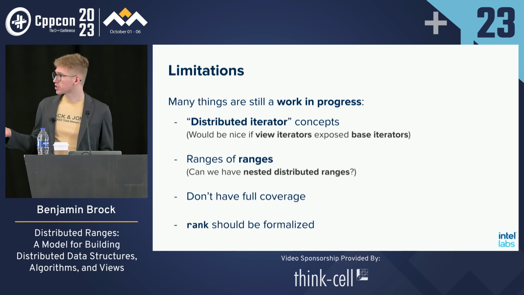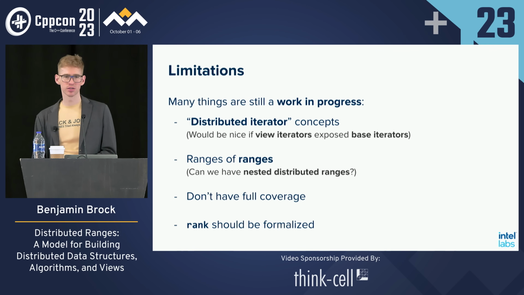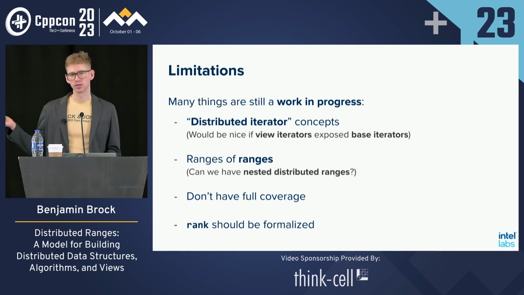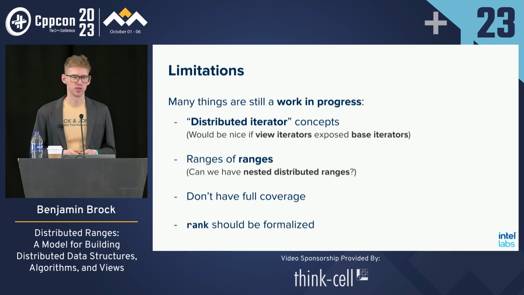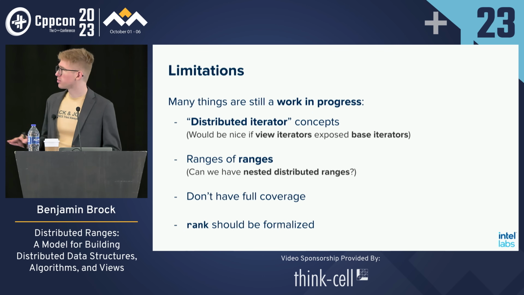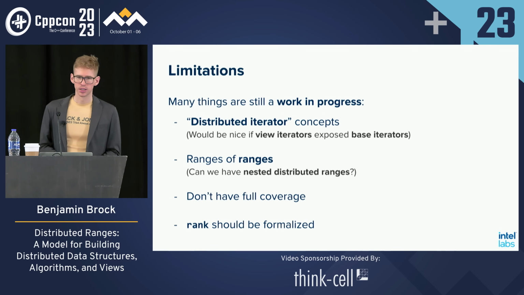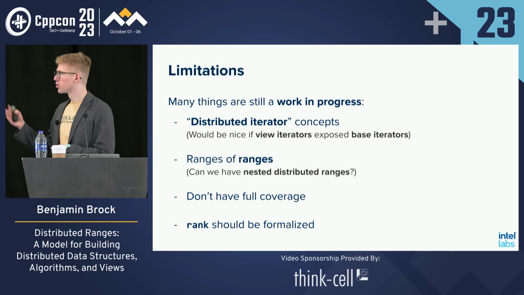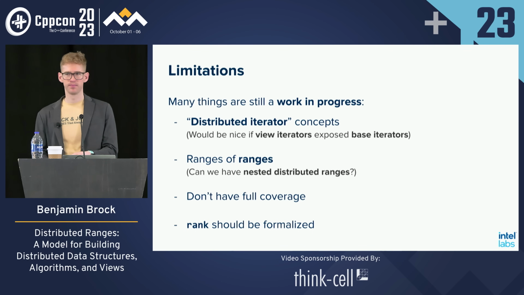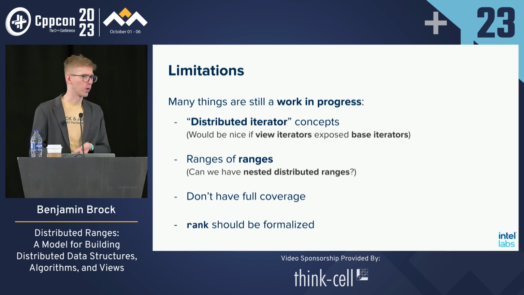Another interesting question that we're trying to explore is how does this work if we have nested ranges, like a distributed range of distributed ranges? Given that our ranges can only have trivially copyable things inside them, this is a bit of a challenge, but I think it's important to examine. Of course, this is a research prototype, although we're working to get this more and more complete, and so we don't have full coverage. And also, I think there are interesting opportunities for formalizing this concept of locality and where a range lives, beyond the integer that our rank returns, which gives us some implementation-defined information about where this data lives.